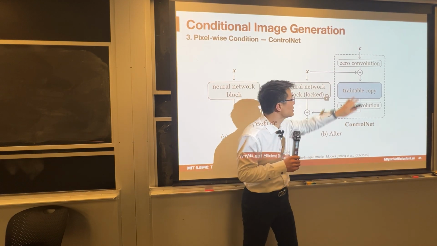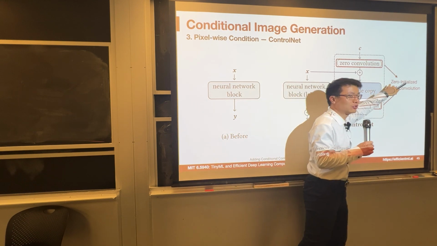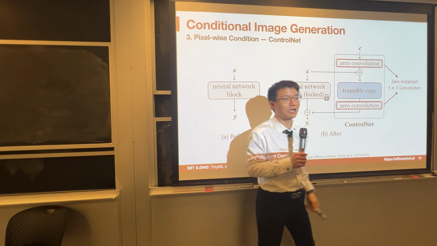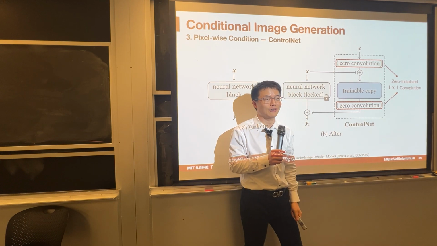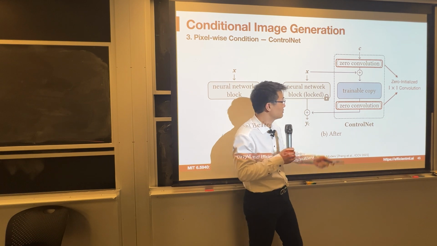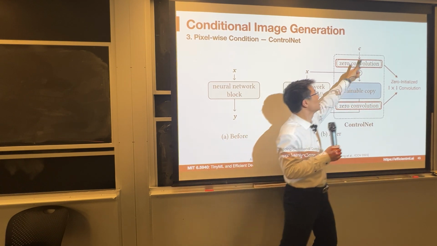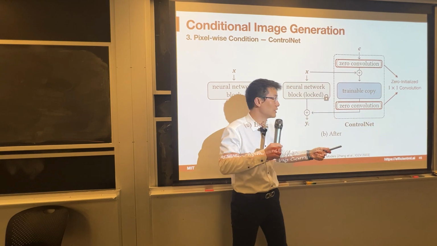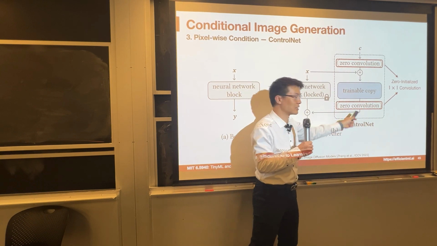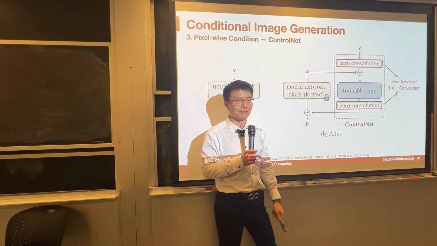It's a bit misleading to talk about zero convolution. In fact, they are zero-initialized one by one convolutions. So initially they are zero, but after training they may not be zero. Why are they initially zero? Because it is as if you don't have this branch. Adding this zero branch, injecting the condition, initially they are not injecting anything because they are initialized with zero. So it's just using this main branch in the beginning.